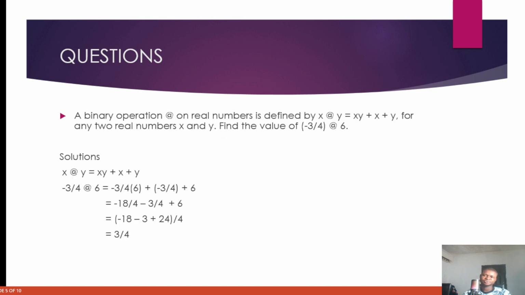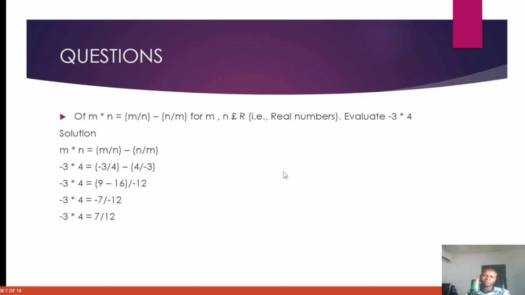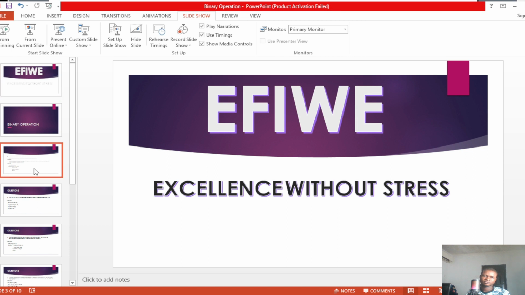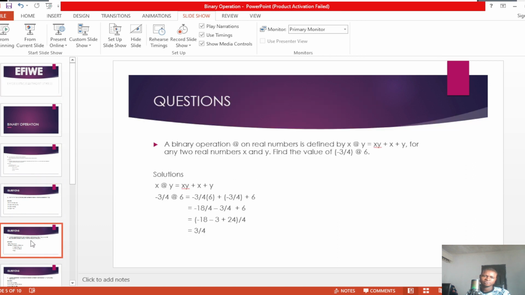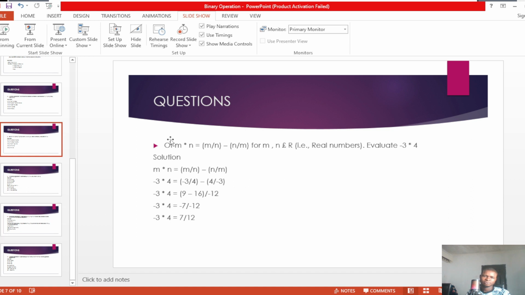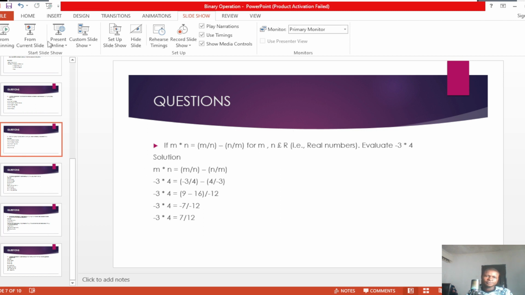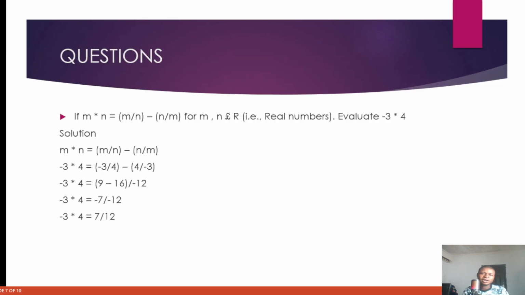So here we have another question. If m star n equals m over n minus n over m for m, n in R, which means that R is representing the real numbers. So any value taken for m and n will be taken from the real numbers. We have to evaluate minus 3 star 4.